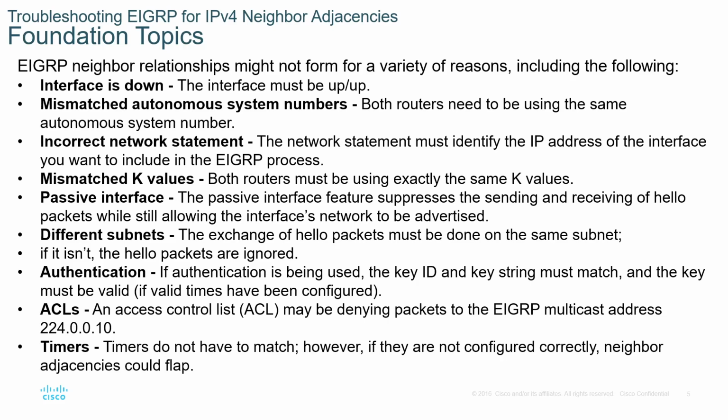We may have inadvertently suppressed the routing updates coming out of an interface with the passive interface command. The link must share the same network. So if we've connected the link between two routers and misconfigured the IP addresses or subnet masks, then we won't have an adjacency form either. With authentication, we need to both have the key ID and the string match, and they must be valid for the same time duration.